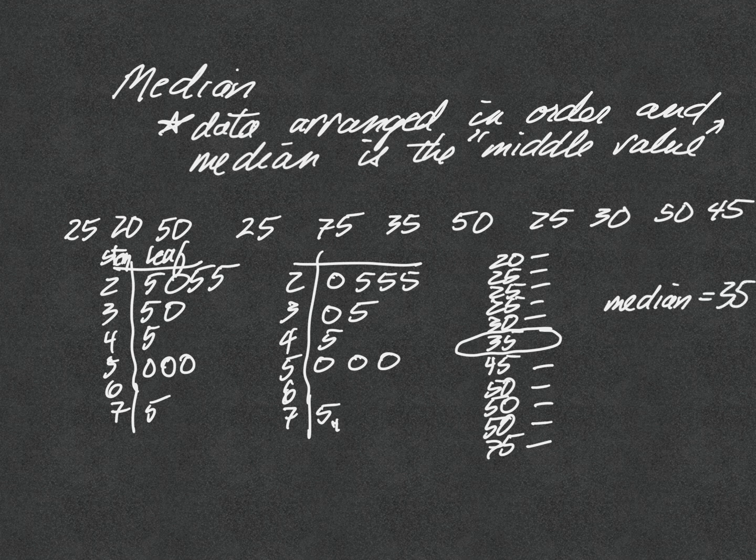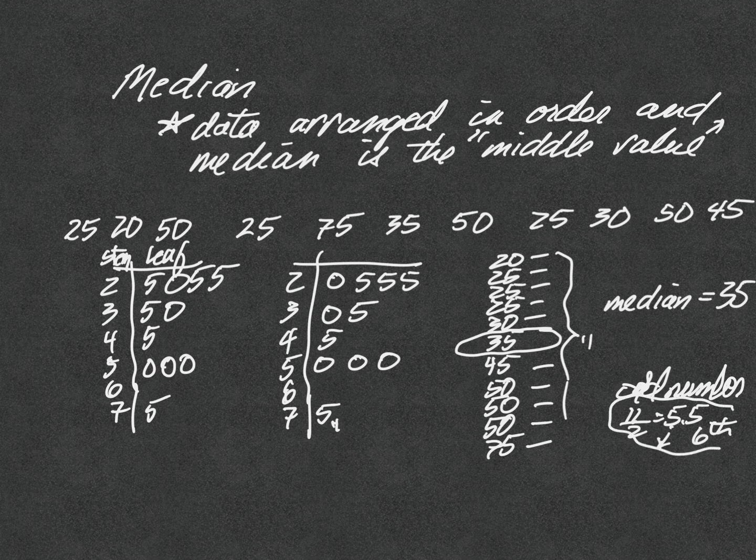Okay? Now, this was really nice because I had an odd number of data. Notice I had 11 pieces of data. When you have an odd number of data, it's always the one in the middle, okay? So if I divide 11 by 2, I get 5.5. And so that means 5 data are below, and then the sixth one will be the actual middle, and then I'll have 5 data above. So this is a little math trick I can use to help me find the middle.